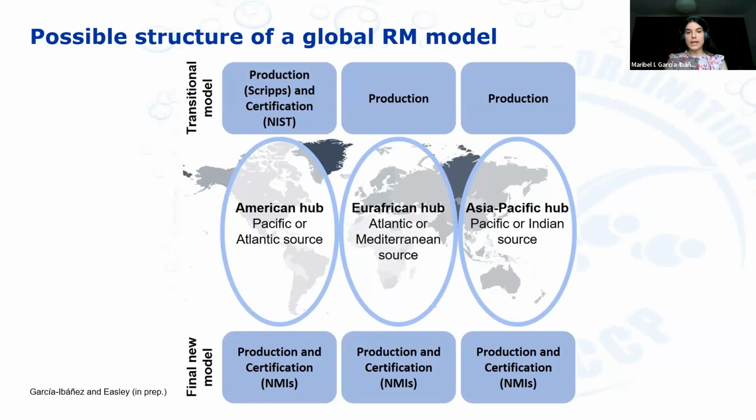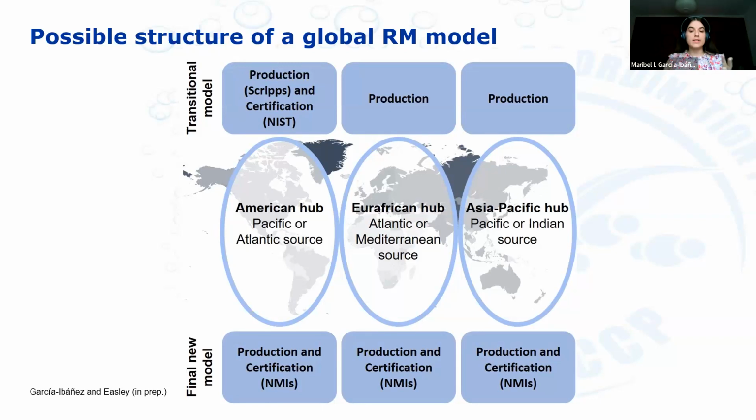And in the later stages, it will be sent to a local NMI, and they will perform the certification of the materials. And the production hubs would be responsible for conducting the initial characterization of the material and likely to continue performing stability testing. And in order to ensure the quality of the hub's analytical capabilities, cross-validation inter-laboratory studies or quality assurance programs will need to be established.